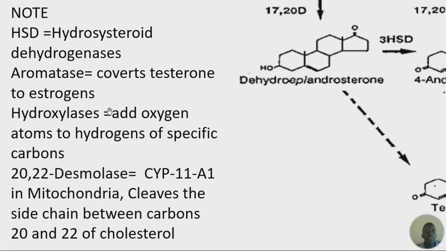Then we have hydroxylases, which add one oxygen atom to the hydrogen of a specific carbon. So when it is H, it becomes OH. Then we have the 20,22 desmolase, which is cytochrome P450 side-chain cleavage enzyme (P450scc) in mitochondria. It cleaves the side chain between carbons 20 and 22. Desmolase usually cleaves off a segment of carbons.